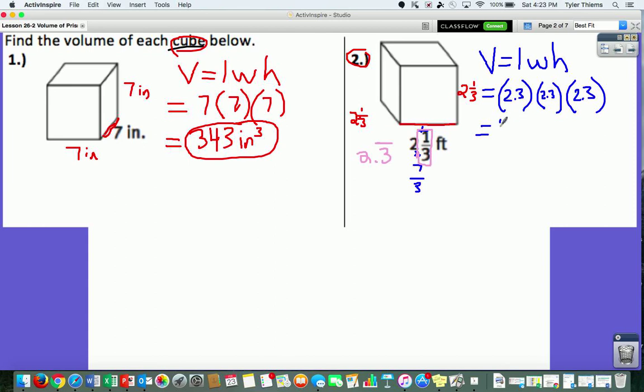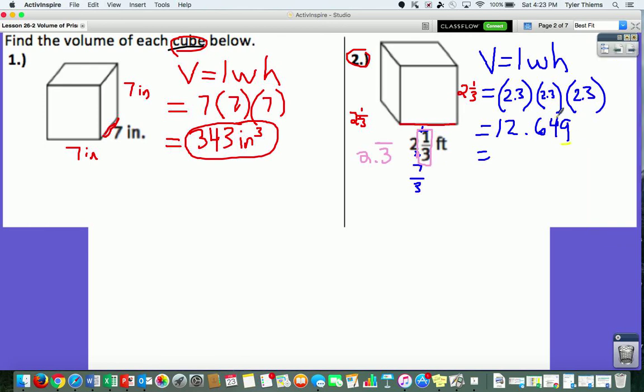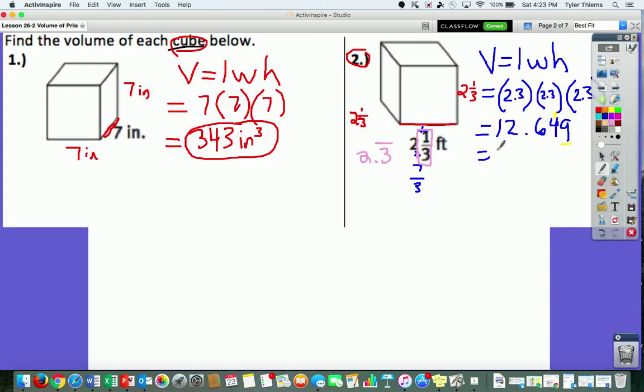So to solve for this, when you multiply that, you should get 12.649. Since we're rounding here, notice that this 9 actually rounds the 4 up to a 5. So it's this 5 then rounds the 6 up to a 7. So our final answer would be 12.7, and this is feet cubed, or cubic feet. 12.7 cubic feet is the total volume that cube takes up.